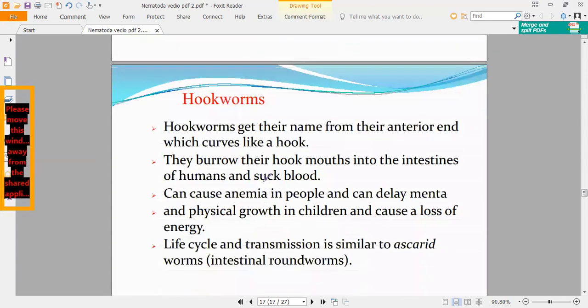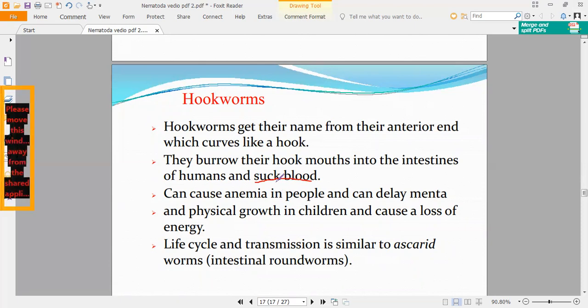The other thing is hookworms. Hookworms get their name from their anterior end, which is curved like a hook. They burrow their hook mouths into the intestines of humans and suck blood, and can cause anemia because this is a blood parasite.